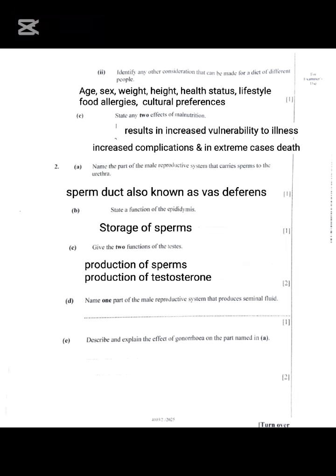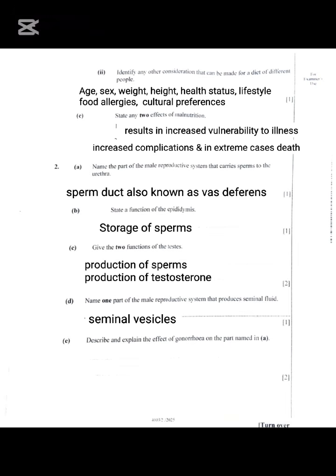So when we are giving the functions of testes, we need to talk about the sperm production and also the testosterone production. Let us proceed to part D. In part D, we are required to name one part of the male reproductive system that produces the seminal fluid. So the seminal vesicles are the ones that produce the seminal fluid.